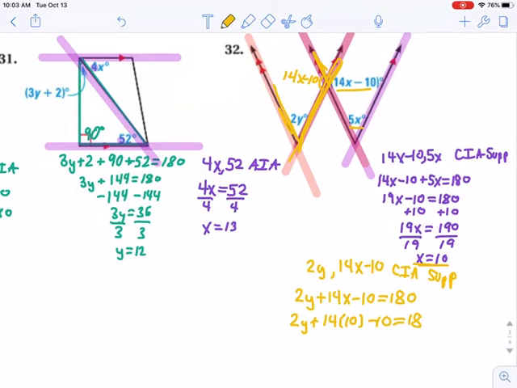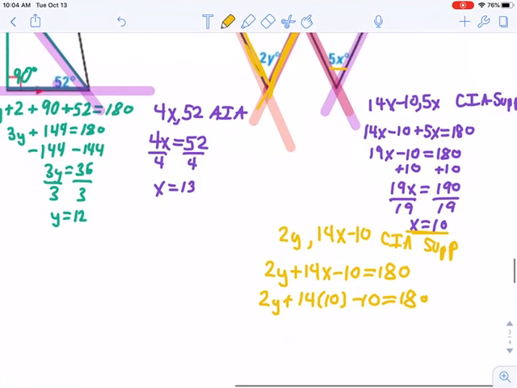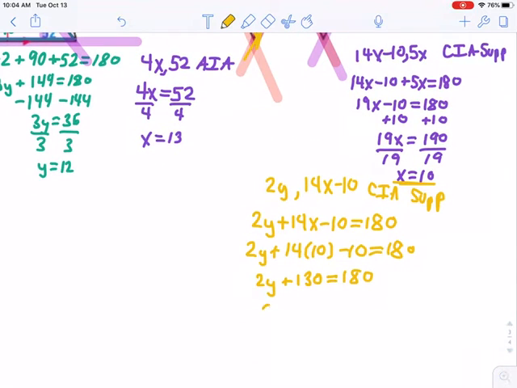Once I get this far, I'm in incredibly good shape, because then it's just a bunch of math calculations solving for y. 14 times 10 minus 10. I'm going to do math simplification. A miracle occurred, a bunch of math happened, and we get 130 plus 2y equals 180. So I'm going to subtract 130 from both sides, and 2y equals 50. Divide both sides by 2, and y equals 25.